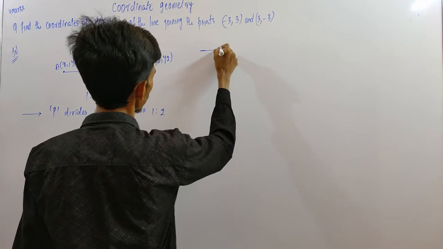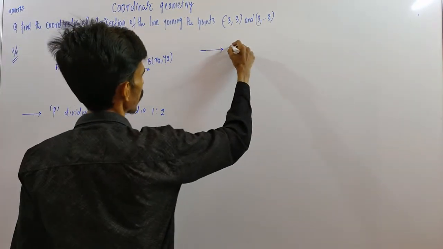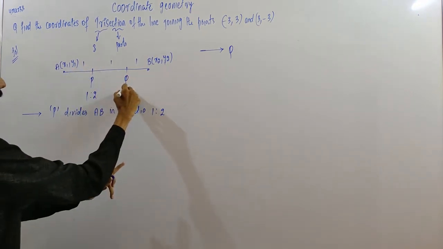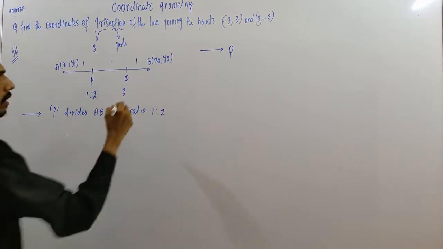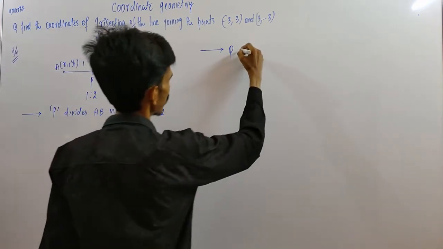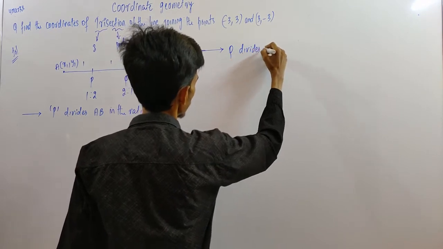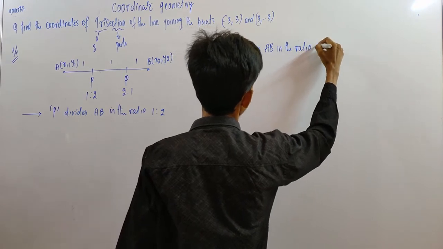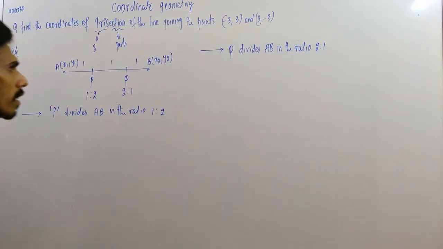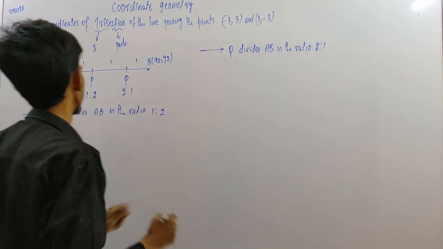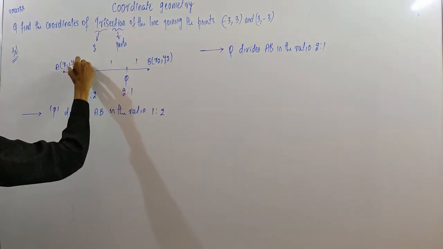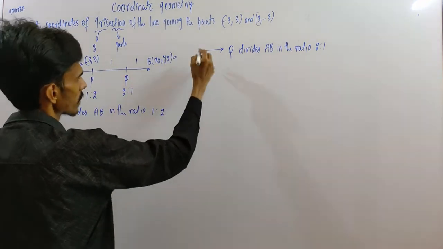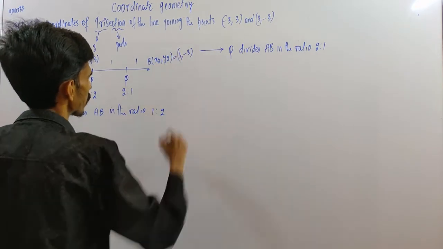Similarly, this point Q. Look at Q. How many parts? 1, 2: 2 parts to the left of Q and 1 part to the right. So Q divides AB in the ratio 2:1. Now we have this point A as -3, 3 and this point B as 3, -3.